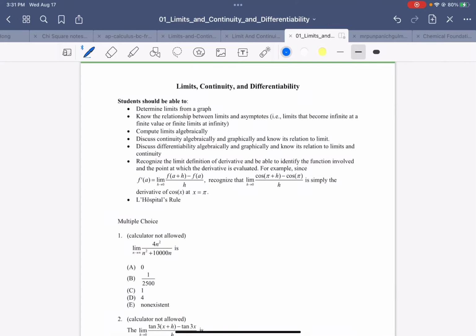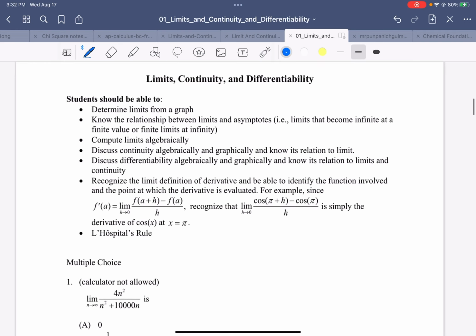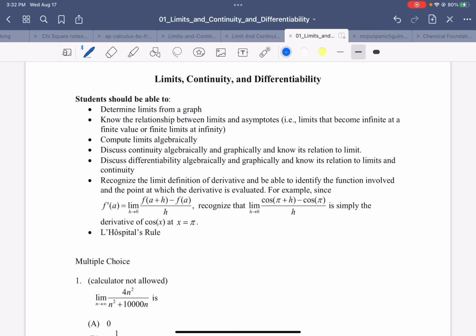This video is for limit, continuity, and differentiability, for students who have already finished AP Calculus AB and also learned derivatives. Okay, so this is definitely for a BC class, and you have to learn differentiability first.